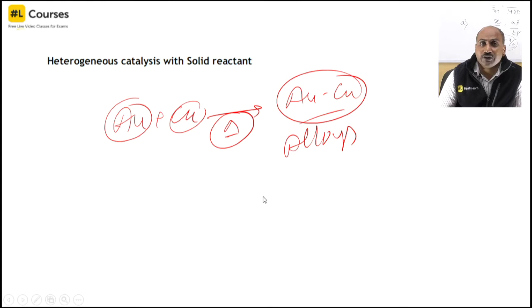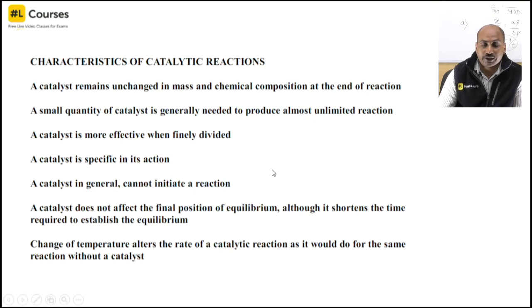Next, once we have understood what heterogeneous catalysis and homogeneous catalysis are, we will talk about some kinds of reactions and properties: what this catalyst will actually do, what the role of this catalyst is, and how it behaves in these chemical reactions to bring about these product conversions.